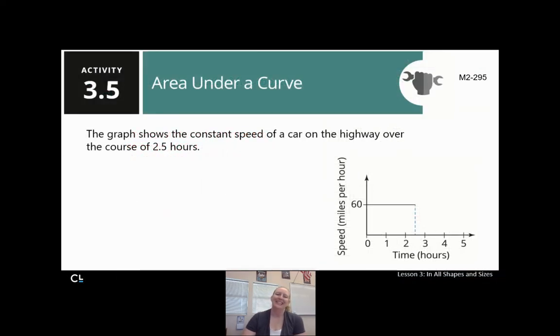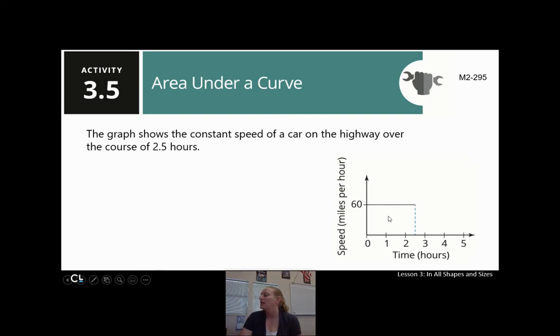One last little thing that we're going to talk about, and it's actually going to be a little bit easier and even kind of touches a little bit on calculus. Oh, that's right. I said it, integrated math 1, and we're already working in that direction. This graph shows the constant speed of a car on the highway over the course of 2.5 hours. So you can see I have my time here on the bottom, my hours. You can see 2.5. And you can see my speed up here is in miles per hour.